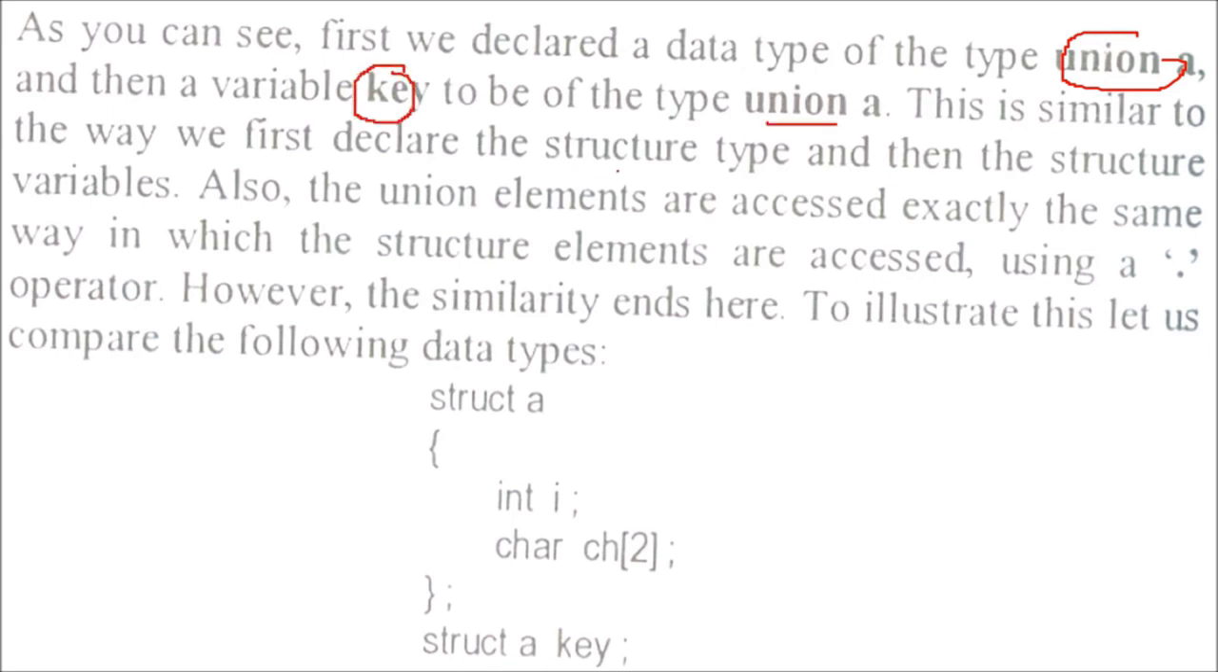This is exactly similar to structure type. Then the structure variables we made exactly as we made the union elements. Now because they are similar, union elements are accessed exactly in the same manner in which the structure elements are accessed, using a dot operator. But just let me tell you first of all the structure. If we compare the data type structure, the name is A and we have i and this character array, and struct A key, we have made a variable key.